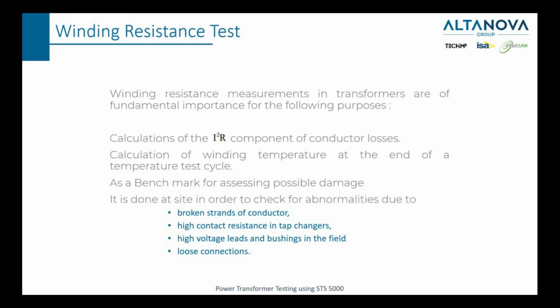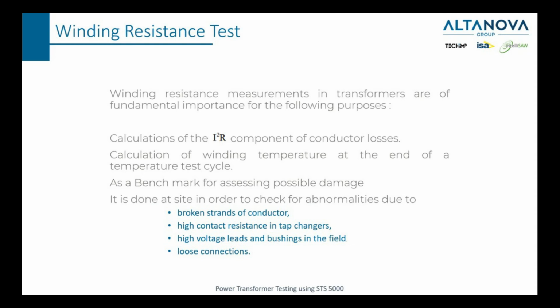So as it says, winding resistance measurement in transformers is of fundamental importance for the following purposes: calculation of the I²R component of conductor losses, calculation of the winding temperature at the end of the temperature cycle as a benchmark for assessing possible damage, and it is done at site in order to check for abnormalities due to broken strands, high contact resistance in tap changers, high voltage leads and bushings in the field, and loose connections.